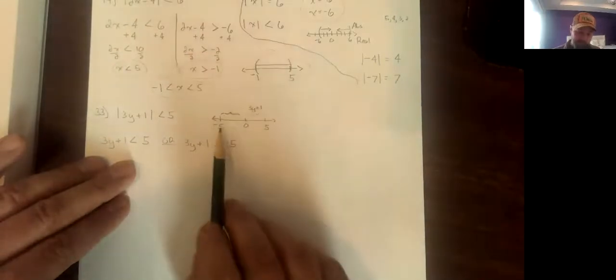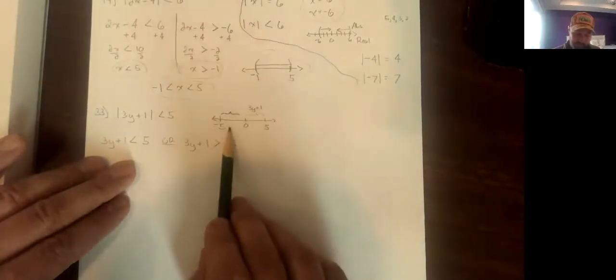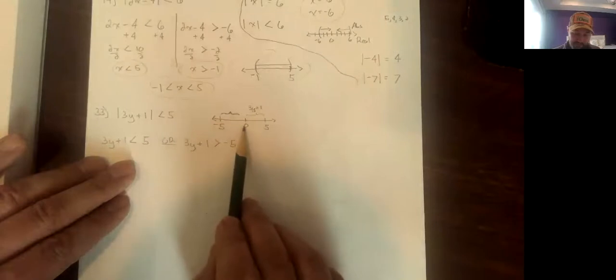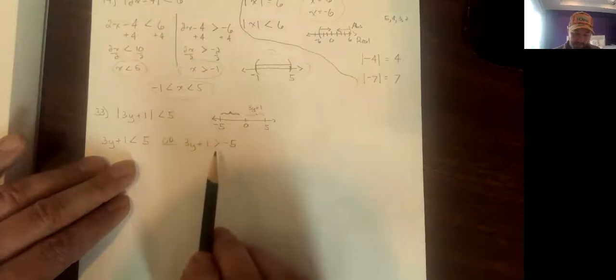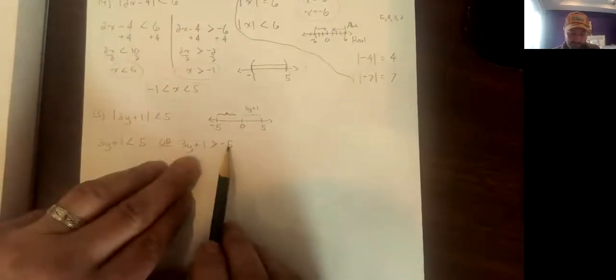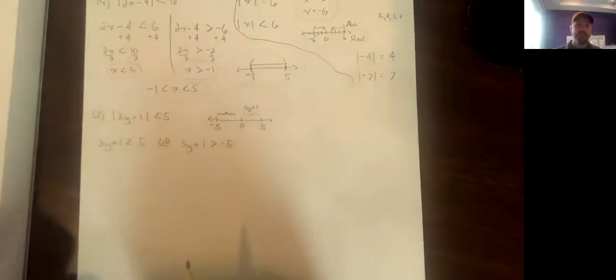The real value has to be greater than... Real value is here, greater than 5. Real value that's less than is this way. And here it's saying I need greater than -5 for my real. I took the absolute value away. So I need greater than -5 this way.